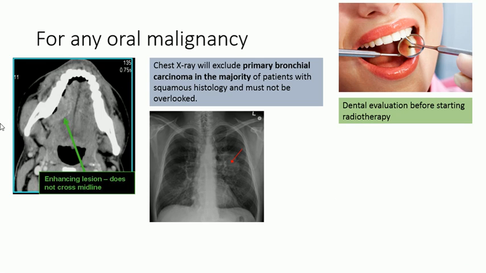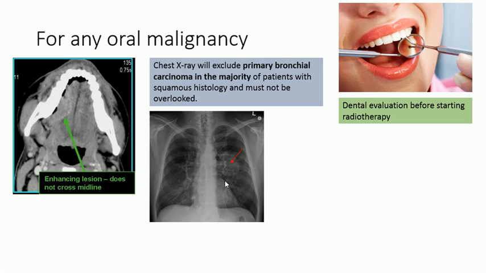Other investigations that can be done are an MRI or CT scan. Here you can see a CT scan of a tongue lesion, which shows an enhancing lesion that does not cross the midline. The CT scan or MRI scan will also help us to visualize any invasion into the surrounding structures. That is important for your surgical planning.